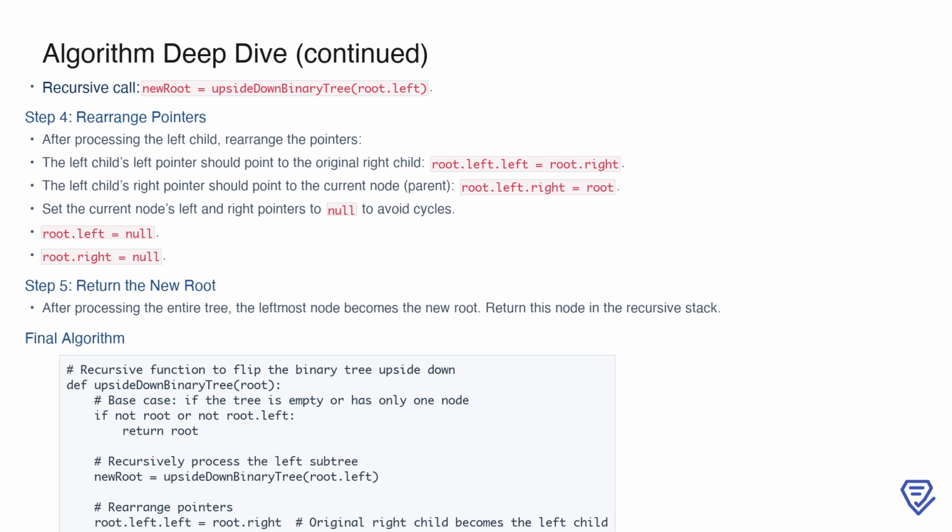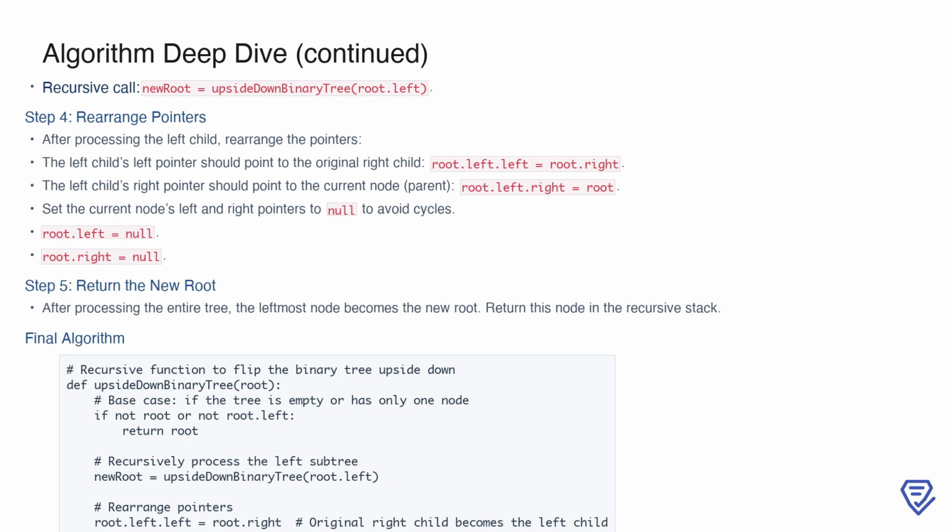First, the left child's left pointer is updated to point to the original right child of the current node. This means the original right child now becomes the left child of the left child. Next, the left child's right pointer is updated to point to the current node, effectively making the current node the right child of its own left child.